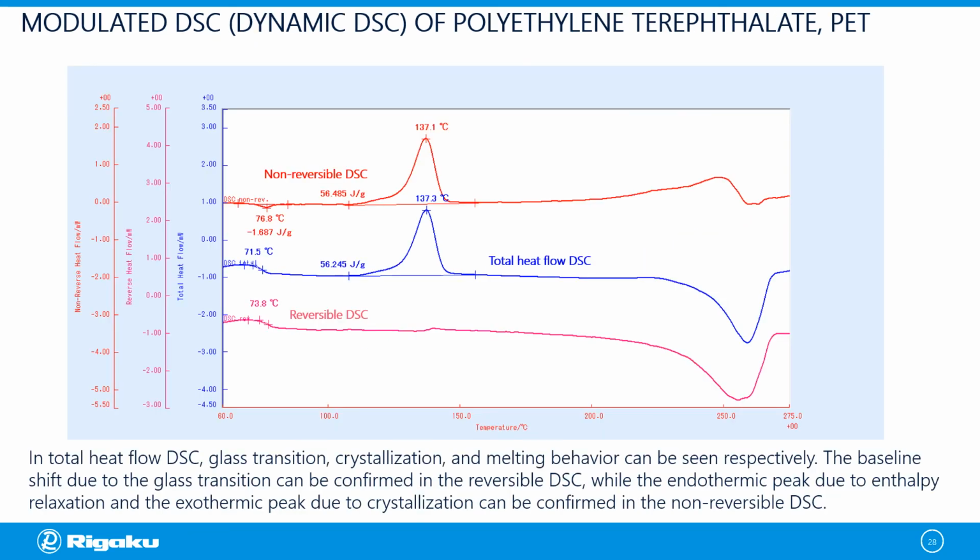Results show that in the total heat flow DSC curve, we can confirm glass transition, crystallization, and melting reactions respectively. The endothermic peak due to enthalpy relaxation and the exothermic peak due to crystallization are seen in the non-reversible DSC curve, suggesting that these reactions are non-reversible components. On the other hand, the baseline shift due to glass transition can be observed in the reversible DSC curve, indicating that the glass transition is a reversible component.